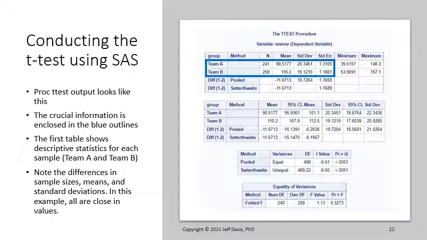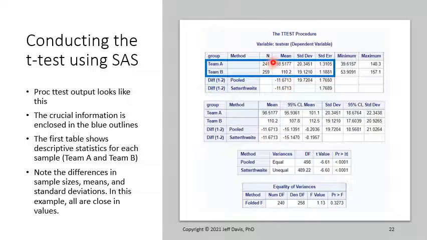All right, so here's what the output looks like. And again, you get quite a few numbers, but you're only looking for a few things. First thing you want to do is start with this table up top, and then just focus on the descriptive statistics that you see here for group A and group B. So here I have simply team A and team B.